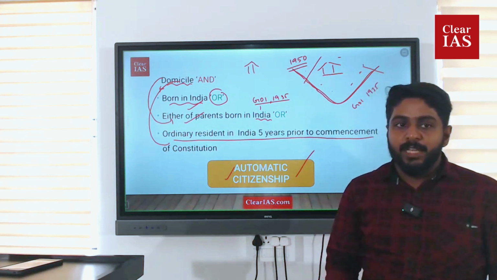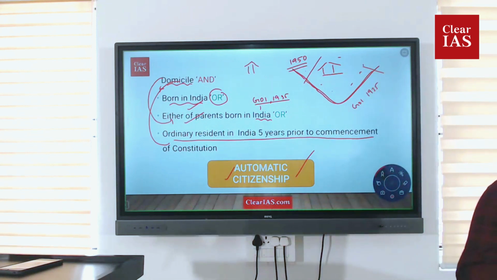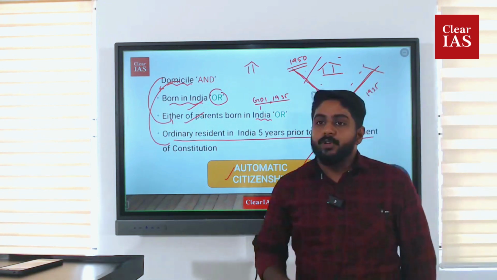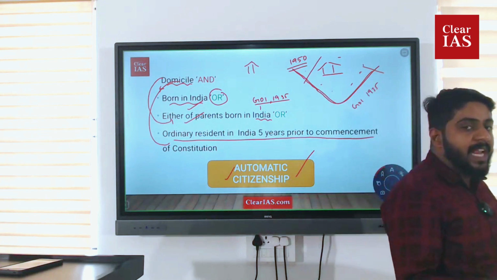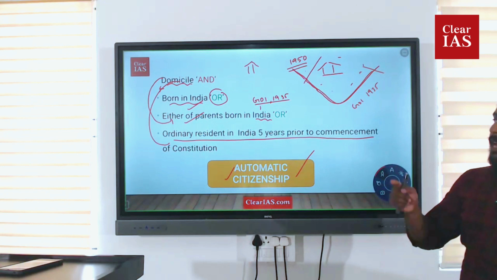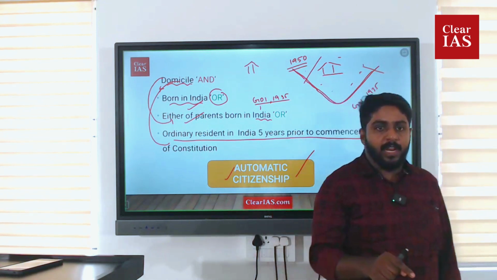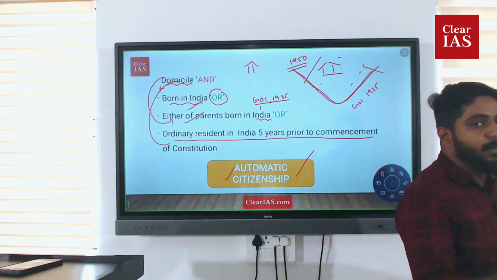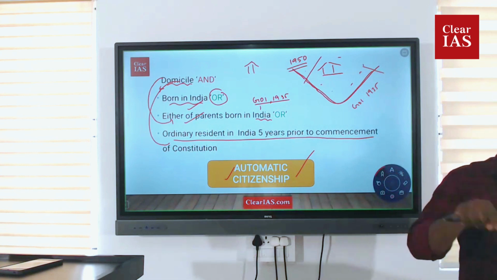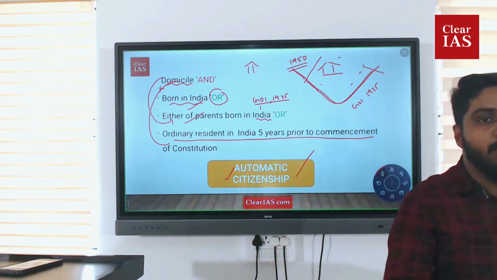Clear? Any doubt? The compulsory condition is that when the Constitution commences, you should have a domicile in India. If you have a domicile, then we are going to check another condition. And what is that condition? Whether you are born in India. If you are born in India, you will be automatically citizen of India. If you are not born in India, then also you can be the citizen of India. How? If either of your parents was born in India.